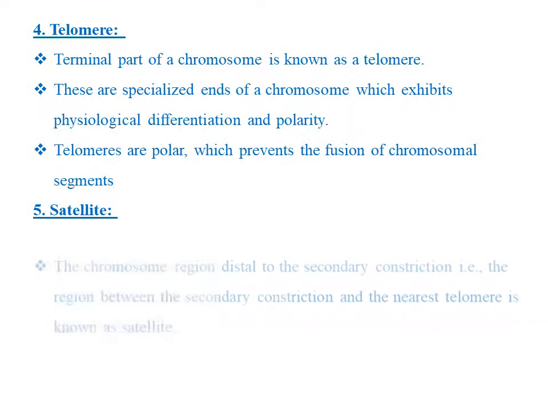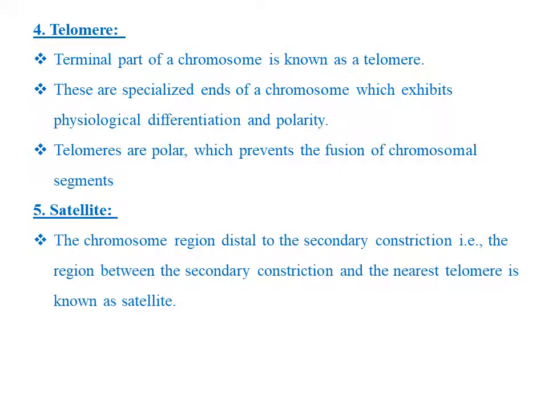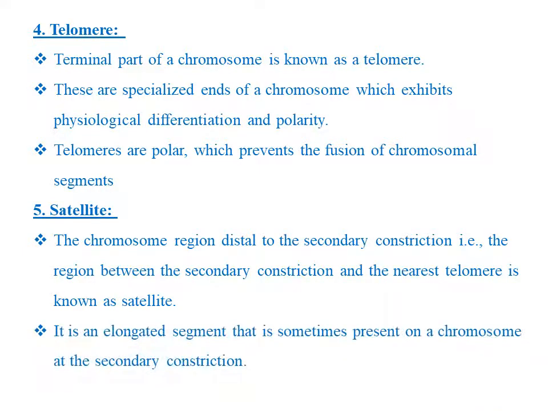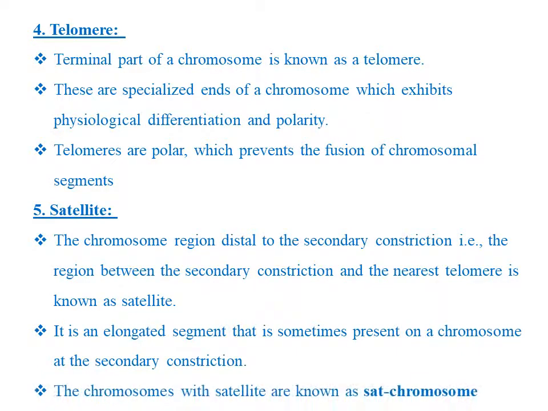Next is the satellite. We have seen the satellite DNA in the last slide. The chromosomal region distal to the secondary constriction, that is the region between the secondary constriction and the nearest telomere, is known as the satellite. It is an elongated segment that is sometimes present on the chromosome at the secondary constriction. The chromosome with the satellite is also called a SAT chromosome.